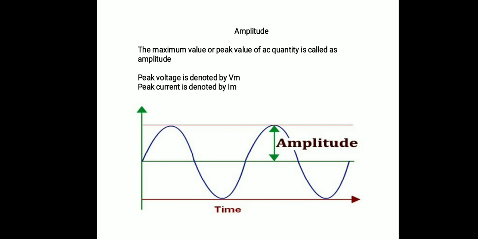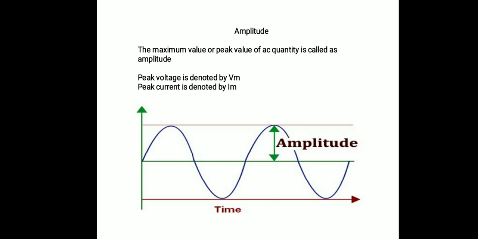Next one is the amplitude. The maximum value or peak value of an AC quantity is called the amplitude. If you see the maximum value from the reference, on the x-axis, there is a horizontal axis which is the reference axis. Above it there are positive values, meaning positive voltage, and below it there is a negative value or negative voltage. So if you measure the magnitude from the reference axis to its positive peak, or reference axis to its negative peak, that gives us the amplitude.